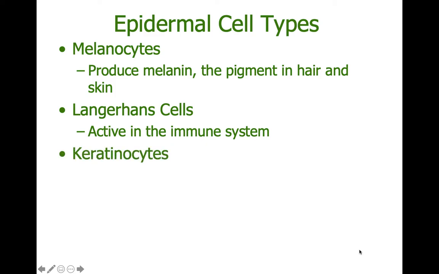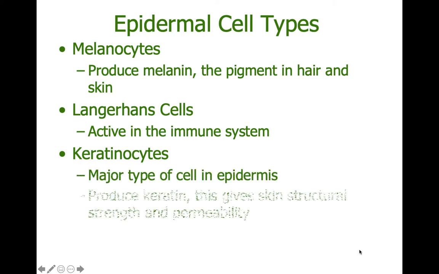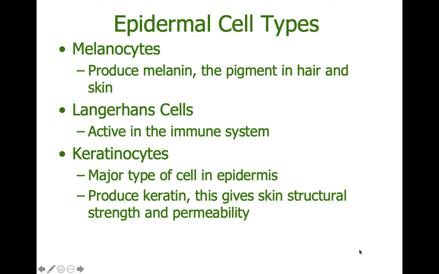And last but not least are the keratinocytes. They're the major type of cell that we're going to find in the epidermis. They produce keratin. Keratin is a protein. Protein is crucial in how the epidermis does its job. It gives the cells the structural strength and support necessary to act as that tough barrier. We sometimes don't think of our skin as that tough, but it really and truly is. And the reason it is is because of the keratin that is built up in it.